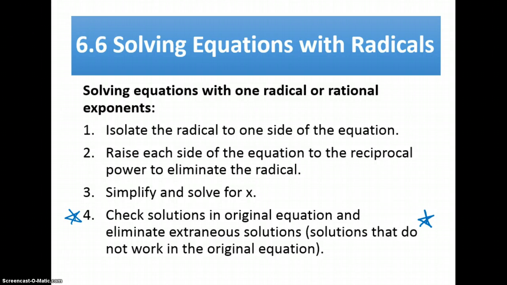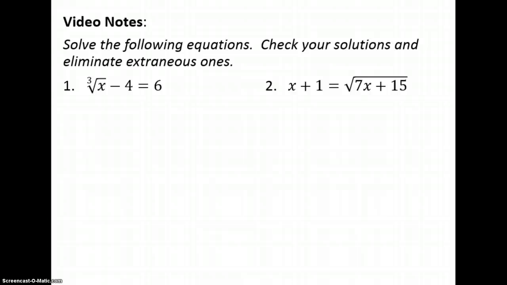Shouldn't be too bad. Alright, so first thing we do, we look at number 1. We're going to check our solutions for extraneous solutions. Again, those are solutions that won't produce a true answer. So number 1, we have cube root of x minus 4 equals 6. Step 1 is to isolate this radical term right here. So I'm going to add 4 to both sides, and I get the cube root of x equals 10.